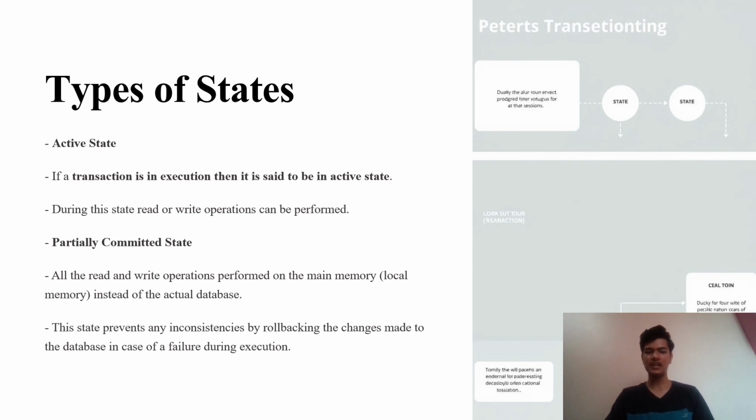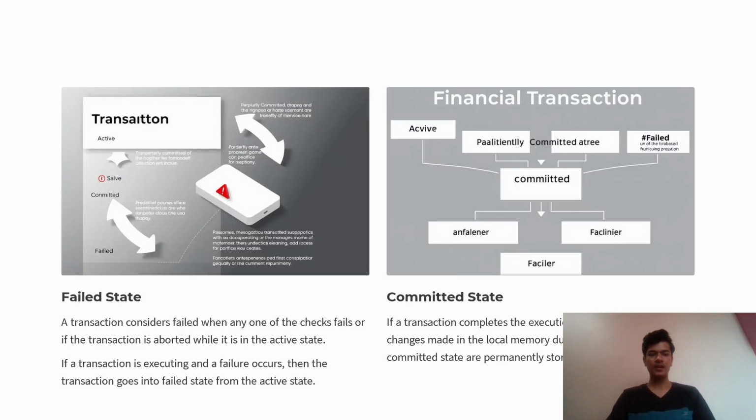Then second is the partially committed state. When the transaction is committed or performed on a local memory rather than the actual database, it is known as the partially committed state. It is done so that the actual database might not lose any data. Now the failed state. When a transaction fails, then the state is known as the failed state.